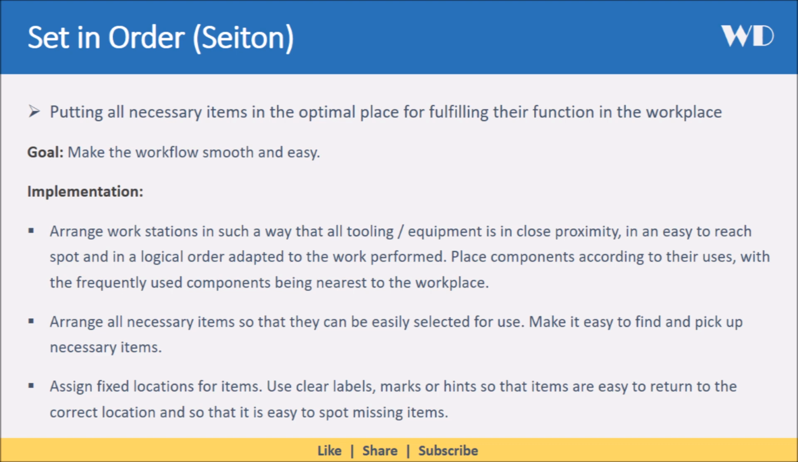A few implementation techniques are: arrange workstations in such a way that all tooling and equipment is in close proximity, in an easy-to-reach spot and in a logical order adapted to the work performed. Place components according to their uses, with the frequently used components being nearest to the workplace. Arrange all necessary items so that they can be easily selected for use. Make it easy to find and pick up necessary items. Assign fixed locations for items.